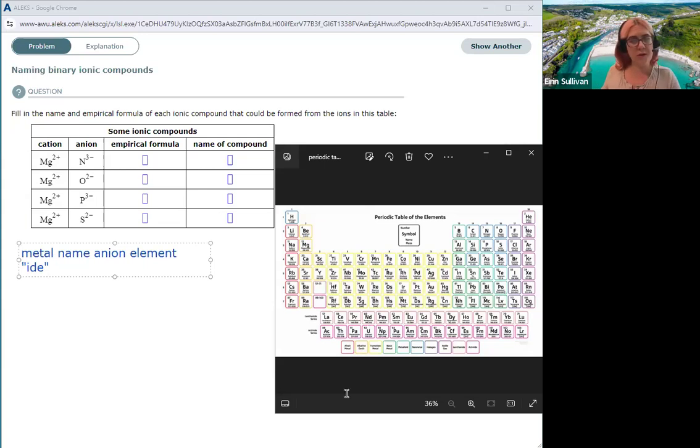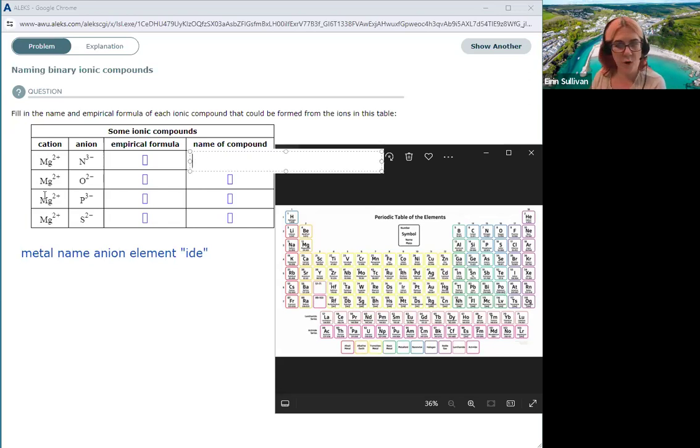And you probably already do this kind of naturally anyway, like sodium chloride. You know, it's got that "ide" ending. It just sounds right. So if we look here, we've got magnesium, and then this anion is coming from nitrogen here. So that would be magnesium nitride. Let's get with the naming first and then worry about the empirical formulas. So magnesium nitride would be the name.